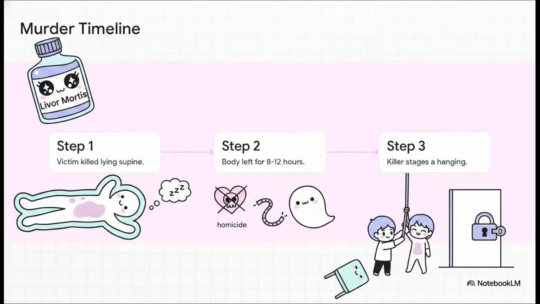So let's look at how this builds the killer's exact timeline. Because the lividity was fixed on his back, we know two things with absolute certainty. Step 1, the victim was killed while lying flat on his back. Step 2, the body had to have remained on its back for at least 8 to 12 hours for that blood to hemolyze and permanently stain the back tissues. Which leads us to Step 3. Only after those 12 hours did the killer return, string up the body, lock the door, and knock over the chair. The infallible biological timeline of livor mortis instantly turns a perfectly staged suicide into a cold, calculated homicide.